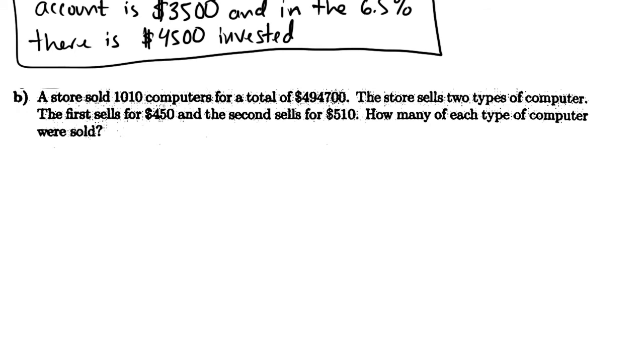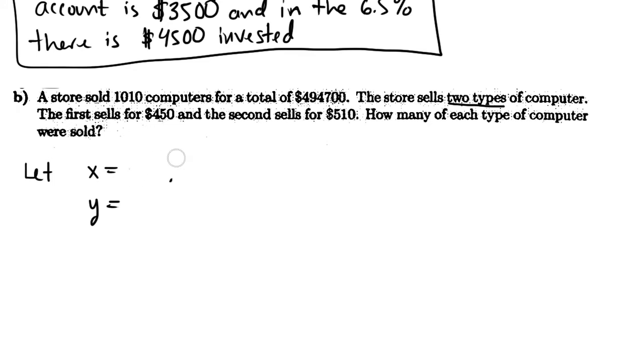So they sold a lot of computers, they made a lot of money. And there's two types of computers. The first one sells for this much and the second for this much. And notice how they want to find how many of each type of computer were sold. So that's a clue that maybe that's what X and Y should be.